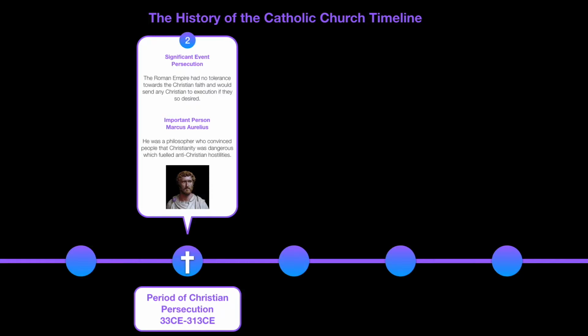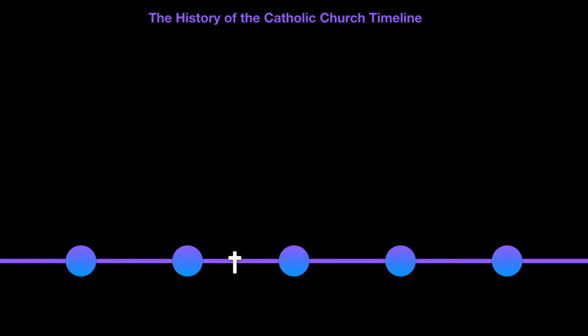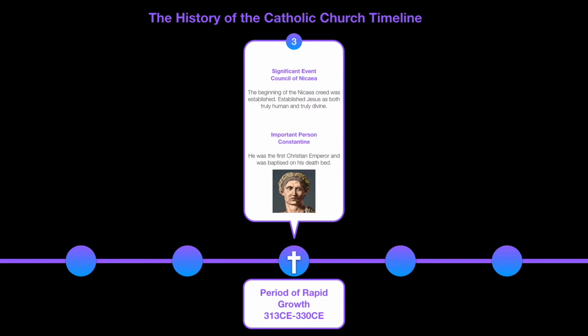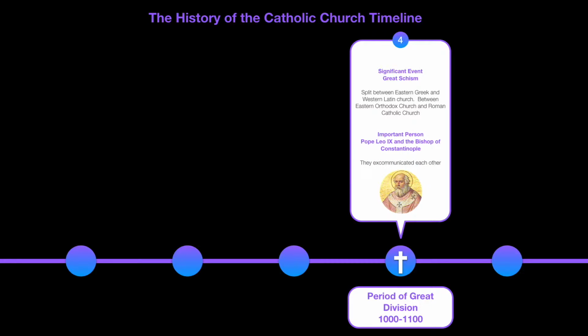Period of Christian persecution. Significant event, persecution. Important person, Marcus Aurelius. Period of rapid growth. Significant event, Council of Nicaea. Important person, Constantine. Period of Great Division. Significant event, Great Schism. Important person, Pope Leo IX and the Bishop of Constantinople.